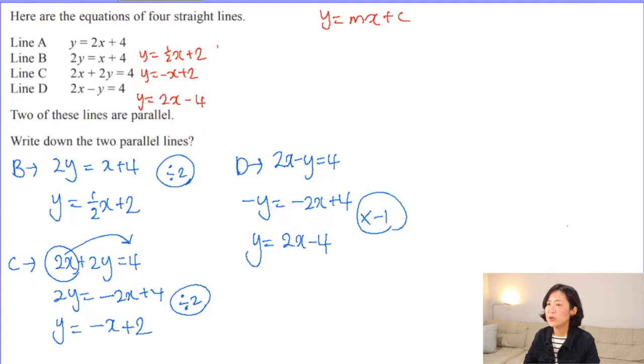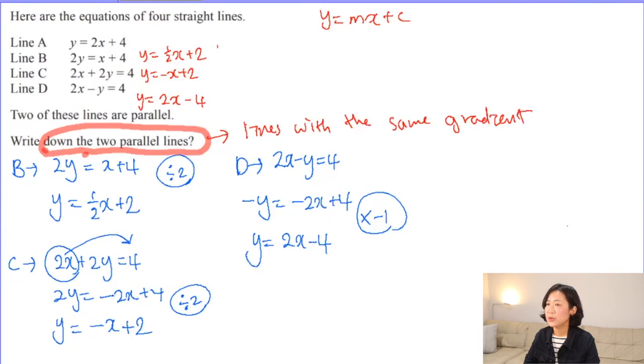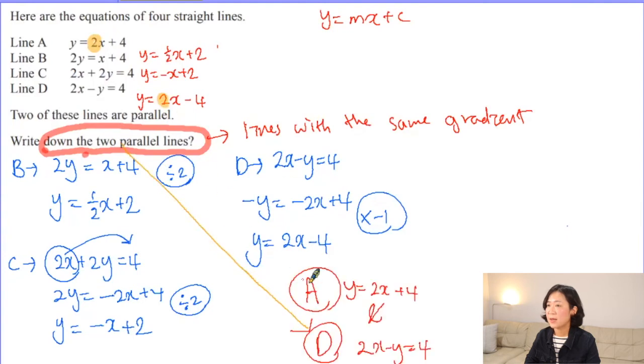Then we need to identify the 2 parallel lines. That means finding the 2 equations that have the same gradient. So let's see line A. Let's highlight the gradient. Line A, the gradient is 2. Then B is a half, C is minus 1. So you see line D and A have a gradient of 2. That means these are the parallel lines. So our two lines are line A and D.